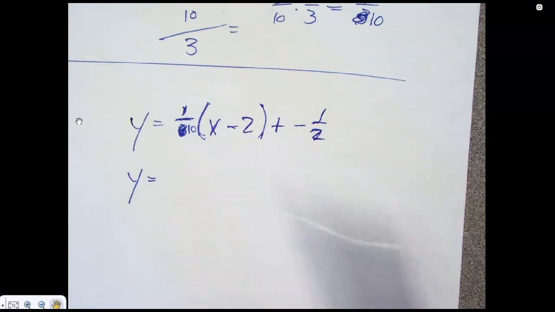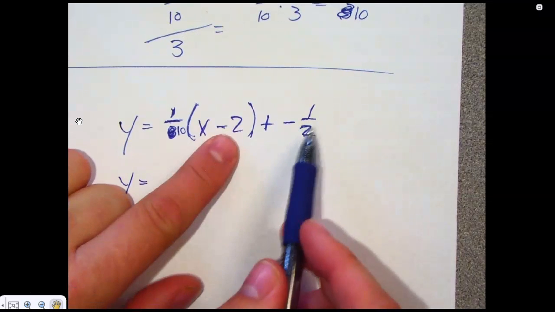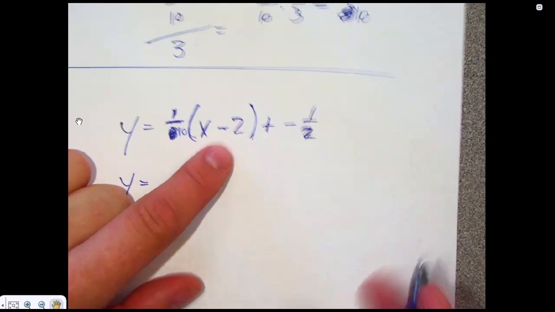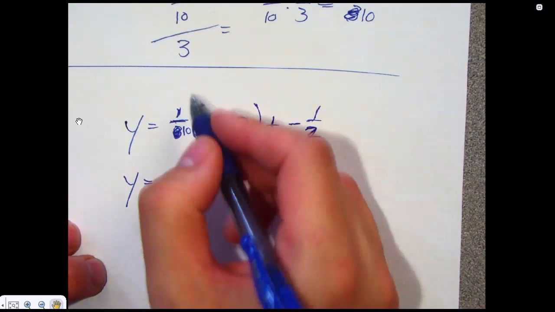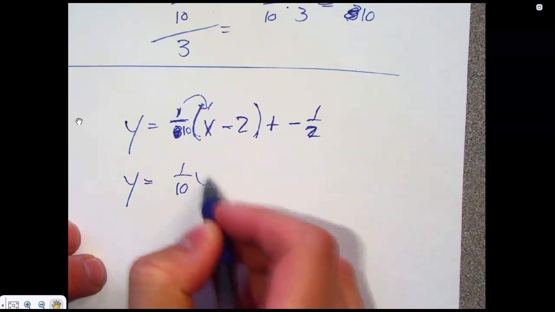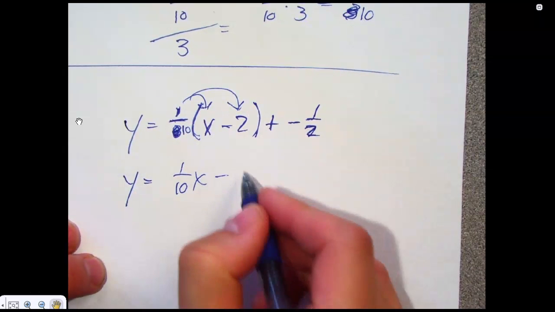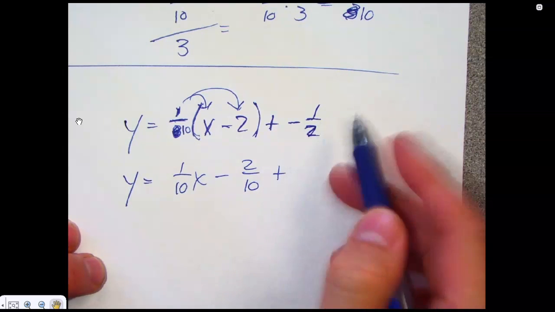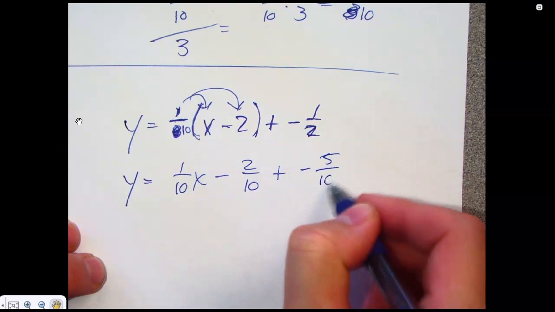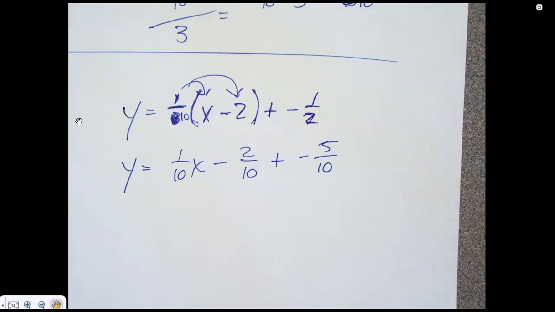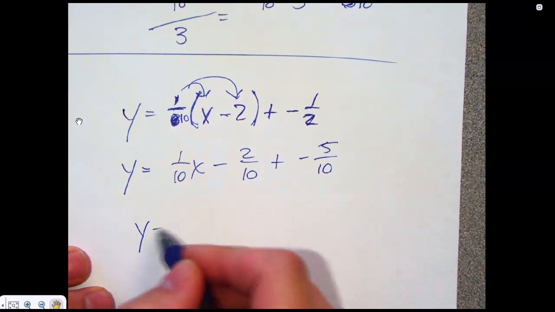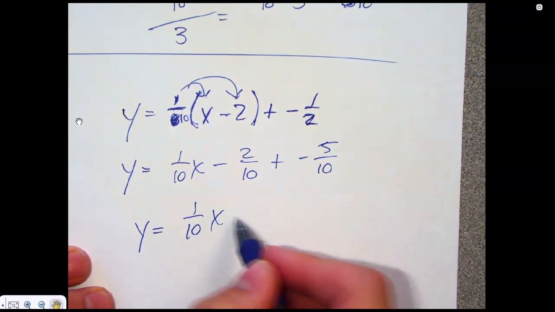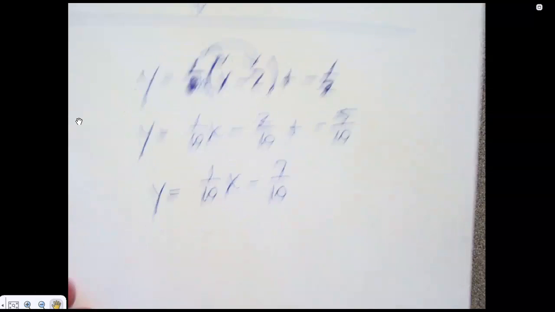Alright, so slope is 1/10, and then I used the point (2, negative 1/2). You can pick whichever one you want, just don't mix and match. So distribute through: 1/10 x minus 2/10 plus negative 1/2, but I'm going to write that as negative 5/10, to get myself into the common denominator. And then this will be 1/10 x minus 7/10.